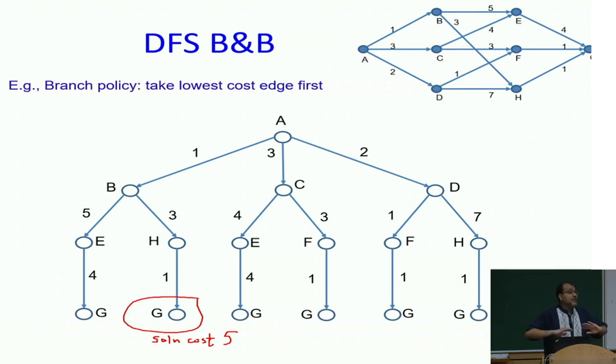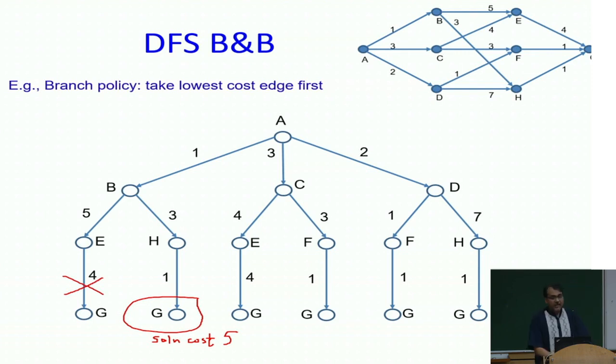So, I know that whatever solution I am going to get from E, it will be at least length 10. And if it is at least length 10, do I need to explore any further? No, because I may find the goal, I may not find the goal, but if I find it, it will be at least 10, and I have already found a path of length 5. I do not care what happens in the future, and I backtrack.